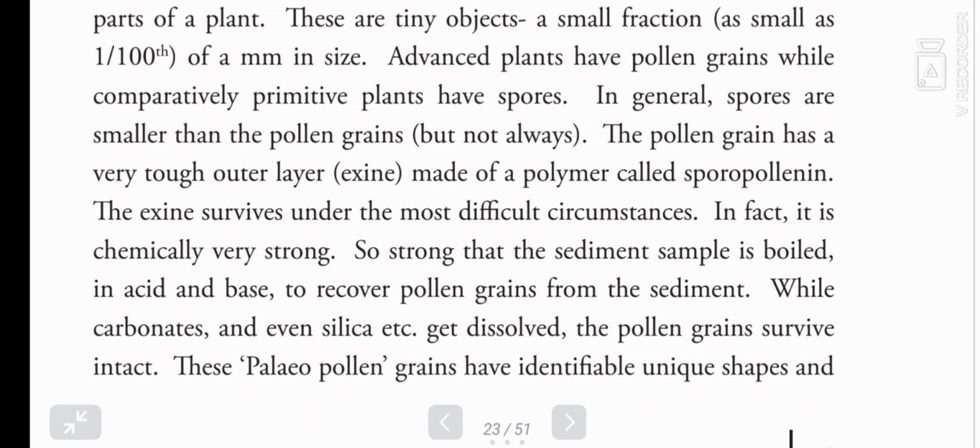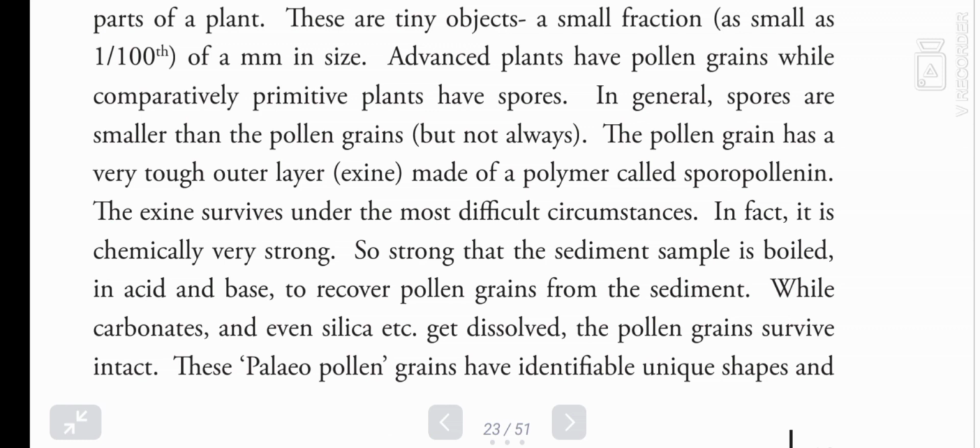The pollen grain has a very tough outer layer, the exine, made of a polymer called sporopollenin. The exine survives under the most difficult circumstances. In fact, it is chemically very strong, so strong that the sediment sample is boiled in acid and base to recover pollen grains from the sediment.